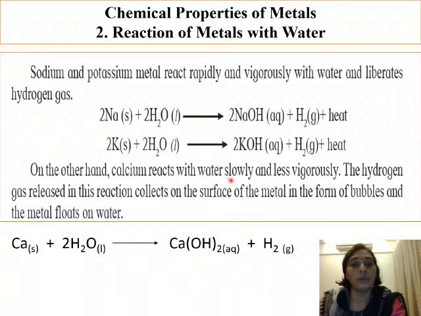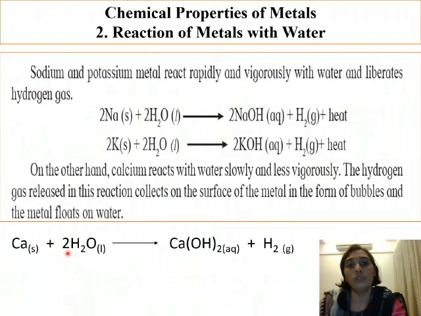So calcium reacts with water slowly and less vigorously. Here we had seen that the reaction was very rapid, that is fast, and vigorous, that was very strongly it reacts. And as I said, the water is cold, and hydrogen gas is instantly released along with a lot of heat. But as compared to that, with calcium the reaction is very slow, or it reacts with water less vigorously. The hydrogen gas released collects on the surface of the metal in the form of bubbles, and the metal floats on water.